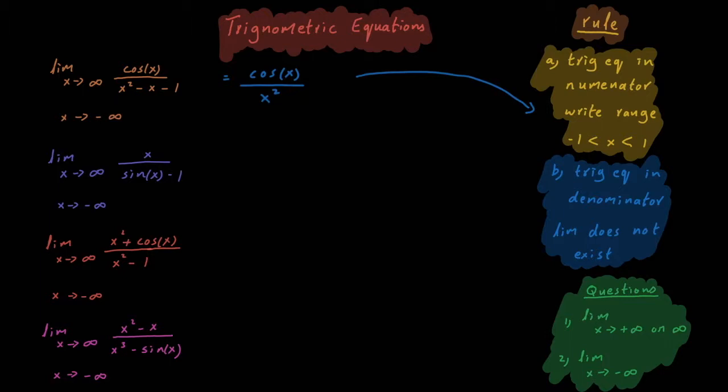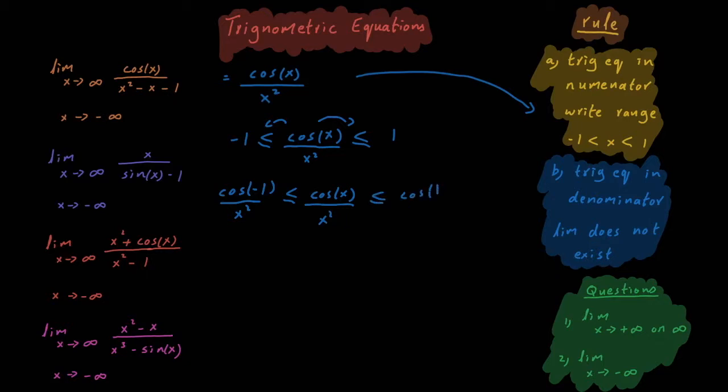So I'll write it as -1 is less than or equal to our equation, cos x divided by x squared, which is less than or equal to 1. It simply means that cos of x is greater than or equal to -1 and less than or equal to 1. Now I'll substitute for cos. So on the left I'll have -1 over x squared. In the middle I'll have the same equation again, and on the right I'll have 1 divided by x squared.